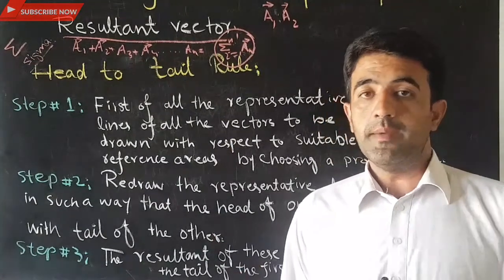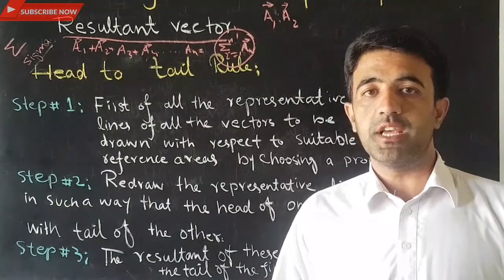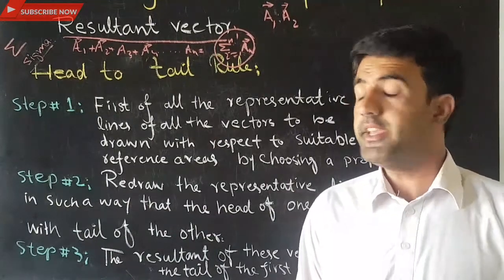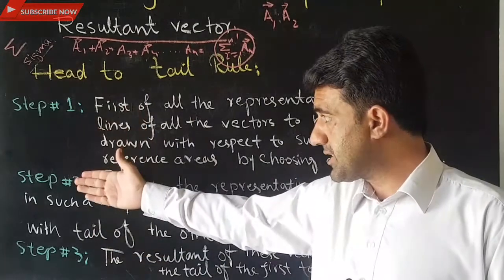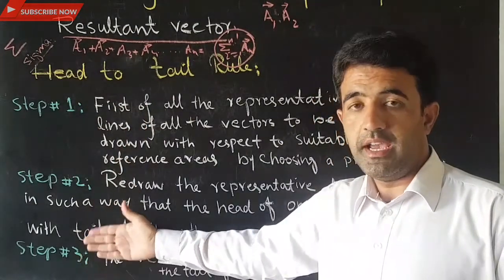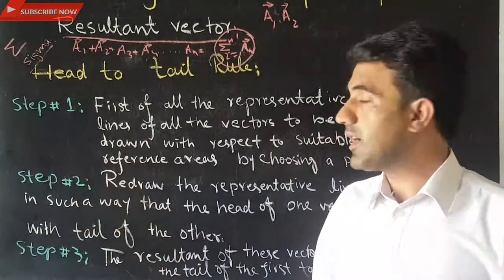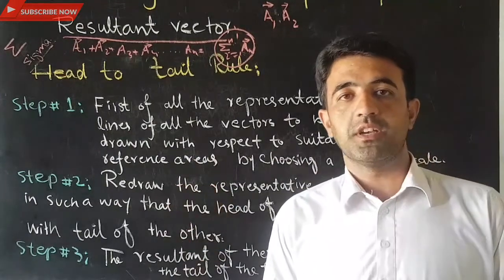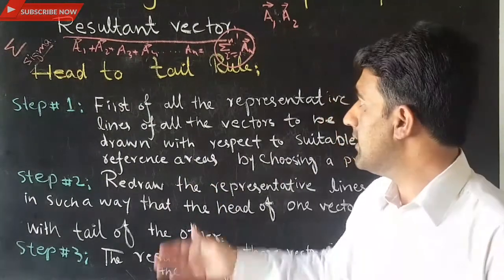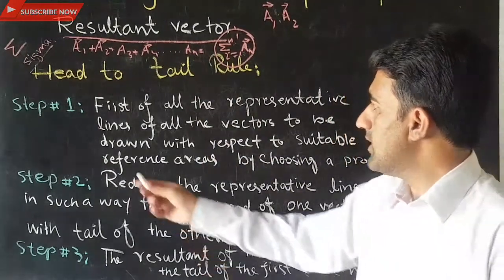Dear viewer, if you want to add vectors by the graphical method, we use the head to tail rule. Basically, the head to tail rule contains three parts: step number 1, step 2 and step 3. These are the initial and basic parts. According to these three steps, we will describe how vectors are added according to the head to tail rule. Let's go towards step number one.